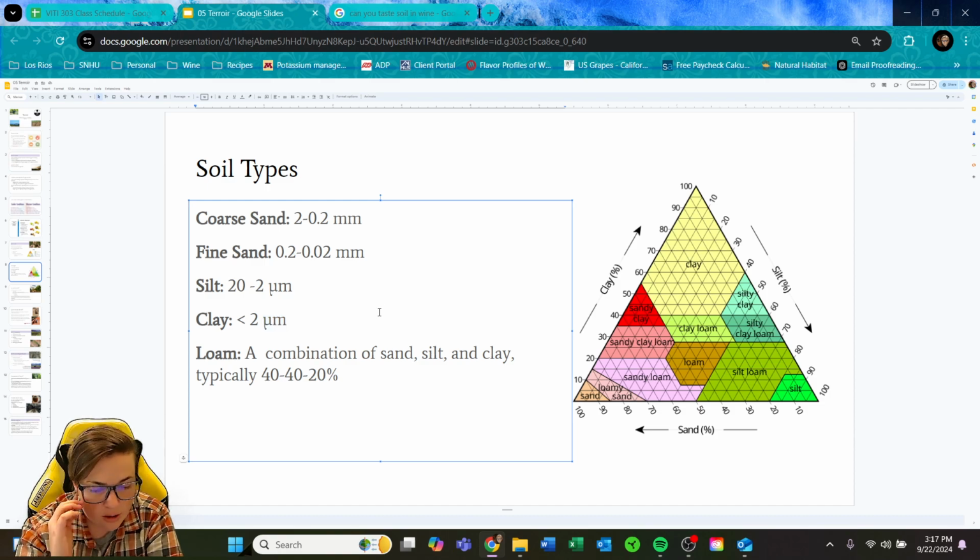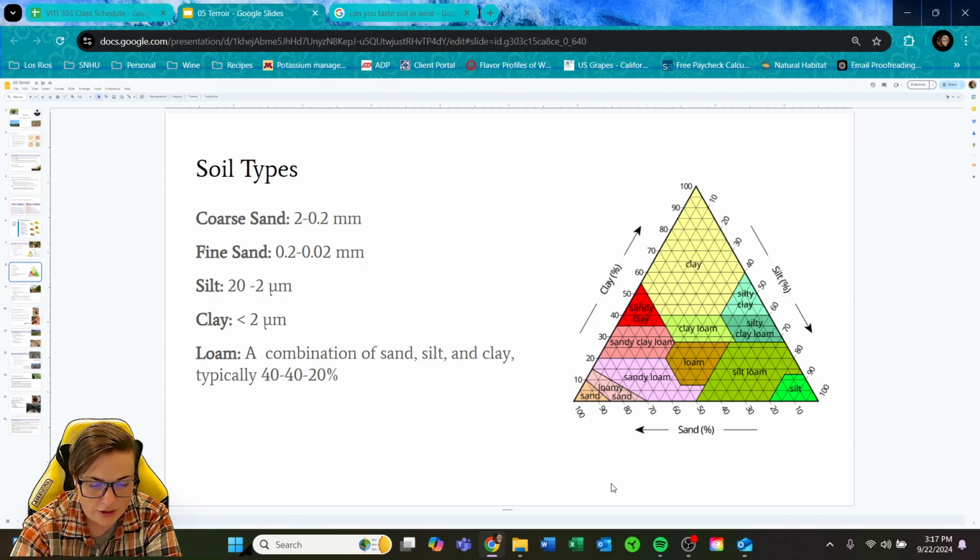So clay, you would have a very difficult time seeing with the naked eye. You'd need a microscope to see that. And then, as we said before, loam is a combination of sand, silt, and clay. Typically, in a very general sense for gardening, 40 to 20% of each in that combination. This is a soil triangle. So you have the 3 different types of soil: silt, sand, and clay.